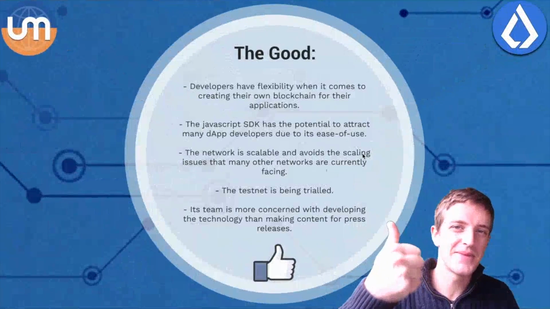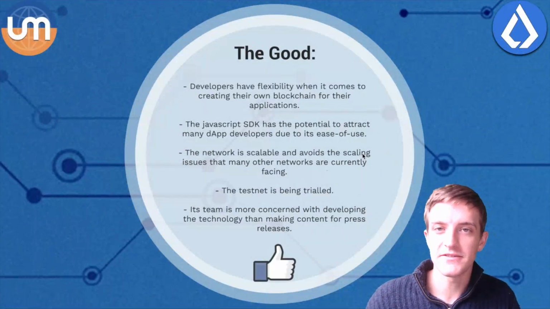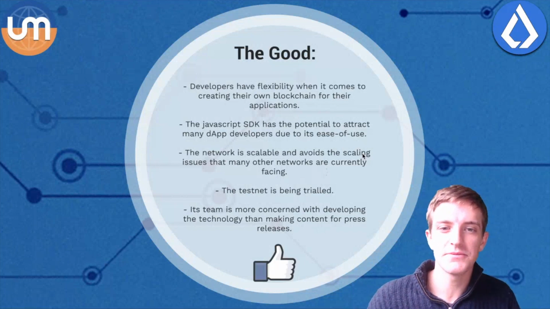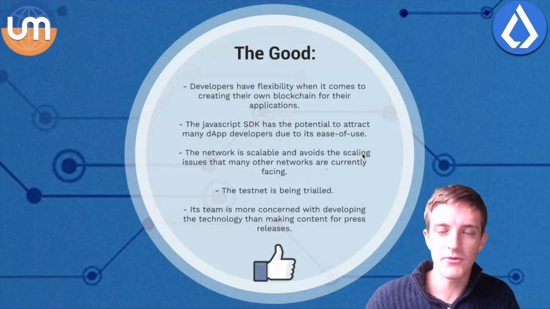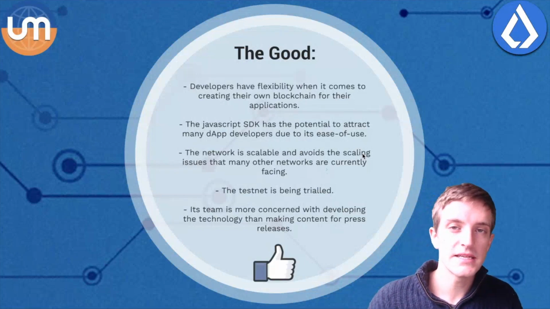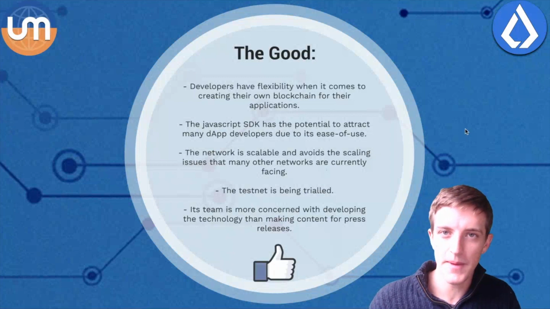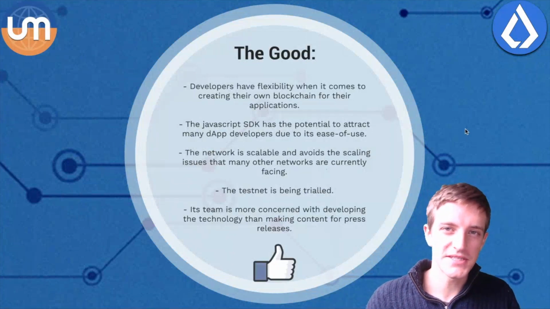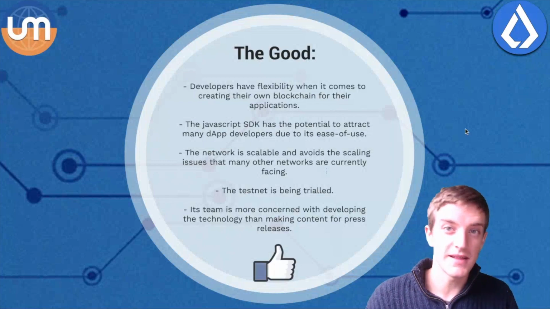So what are the good things about Lisk? Firstly, developers have flexibility when it comes to creating their own blockchains for their applications. And the JavaScript SDK has the potential to attract many dApp developers due to its ease of use. Also, the network is extremely scalable and avoids the scaling issues that many other networks are currently facing. Although right now Lisk doesn't have a fully functioning platform, it does have a testnet that's in the making. And something else that I find positive is it seems that Lisk's team is more concerned with developing the technology than making content for press releases, like some other projects.